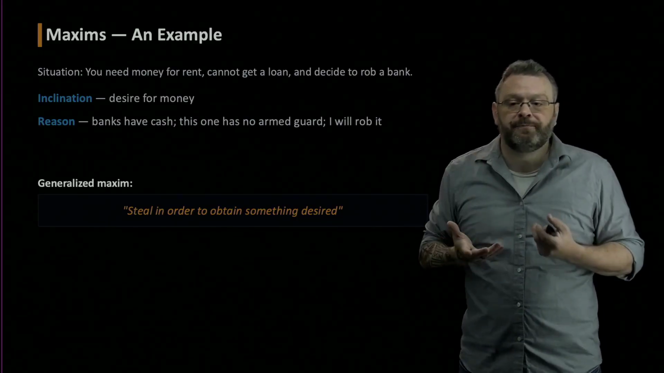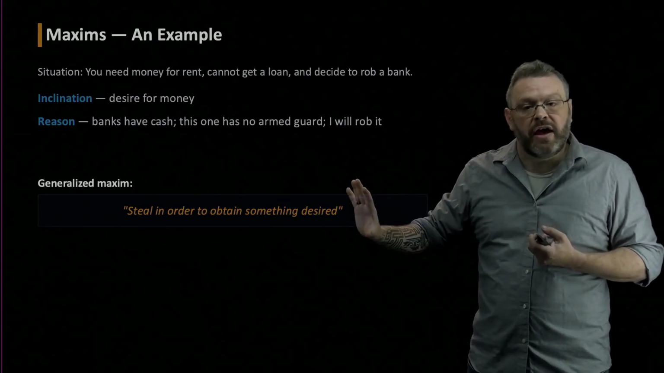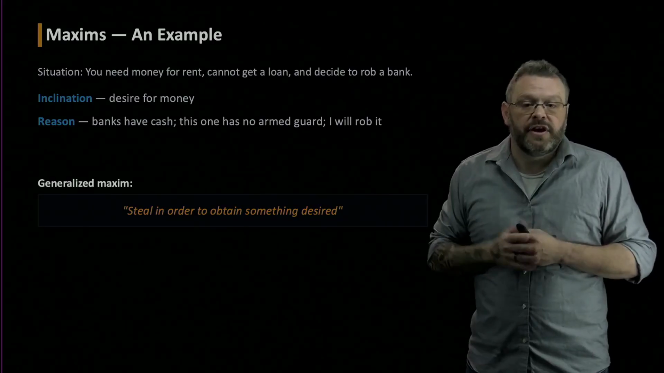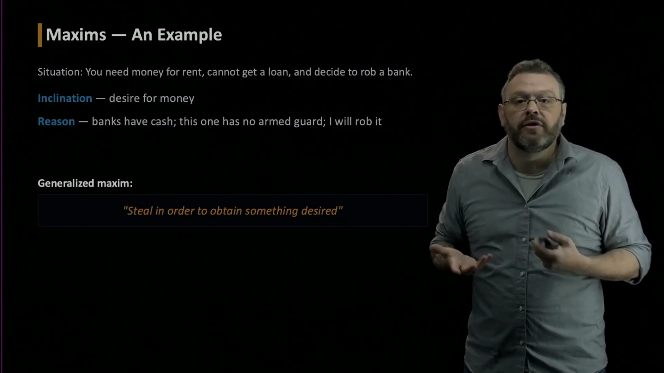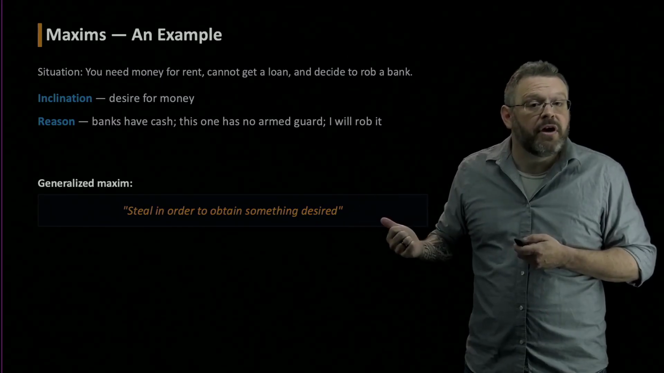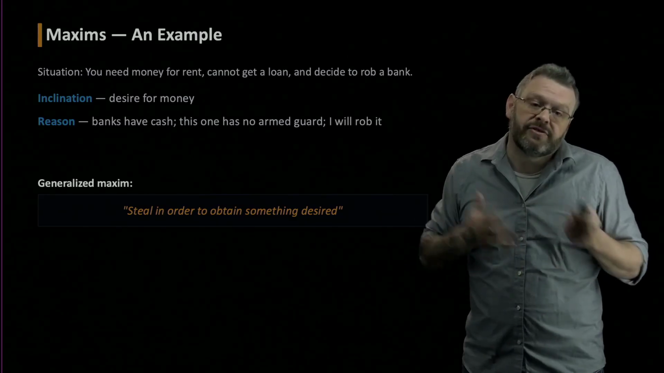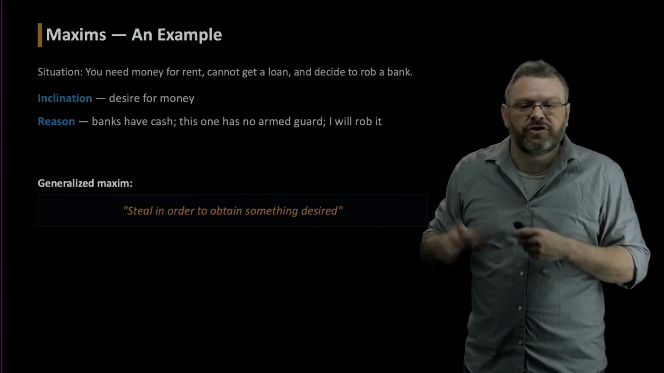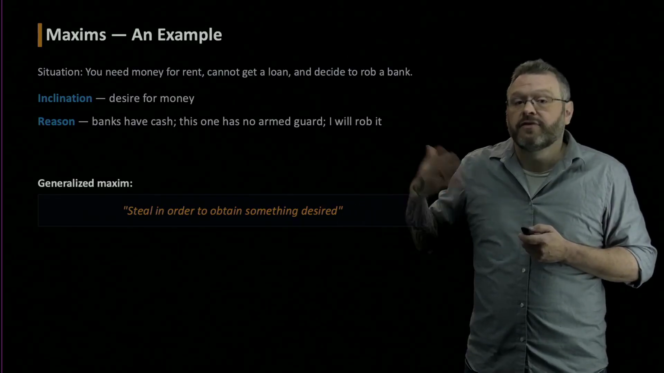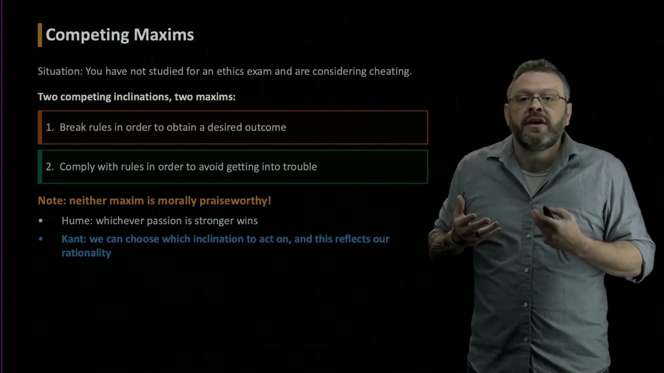There's my maxim. Here it is as a generalized sort of form. Steal stuff in order to get something that you want. This is a generalized form of that maxim. This is going to become really, really important. So being able to take a maxim in a particular situation and give it this generalized form, this is going to be a really, really important concept as we work through this.